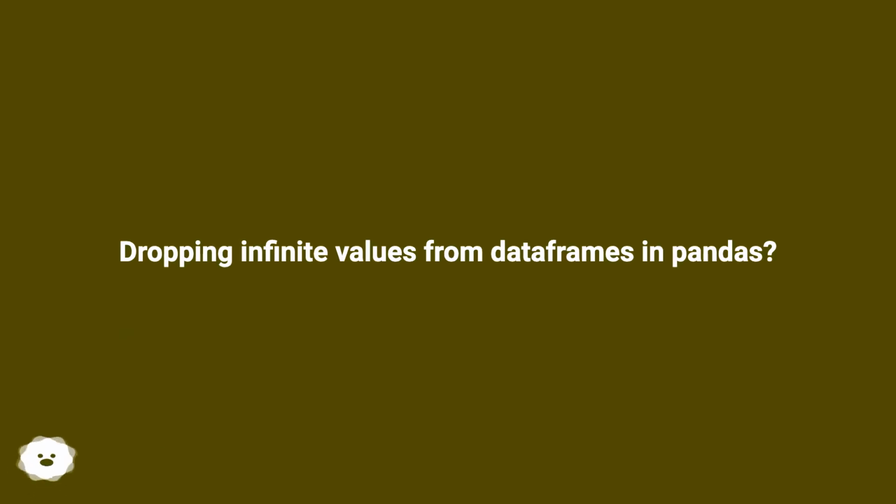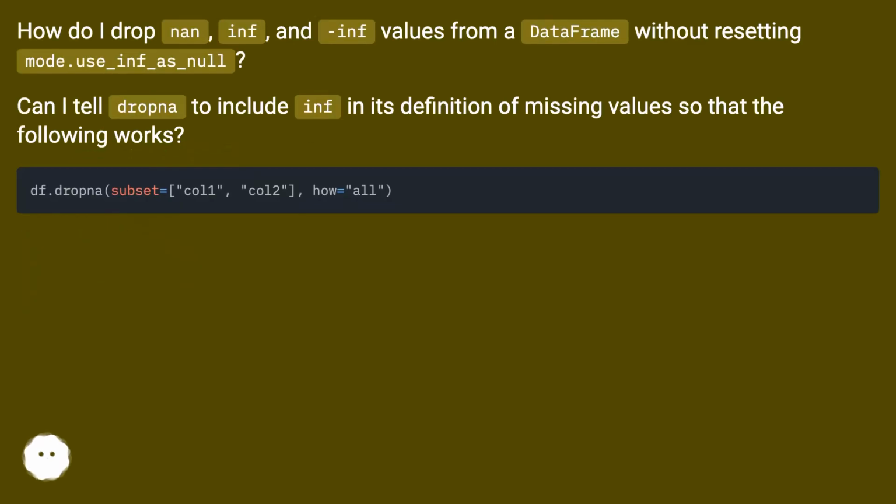Dropping infinite values from data frames in Pandas. How do I drop nan, inf, and -inf values from a data frame without resetting use_inf_as_null? Can I tell dropna to include inf in its definition of missing values so that the following works?